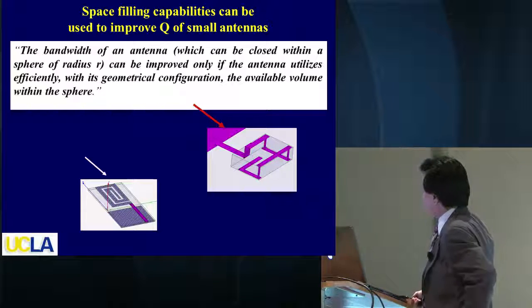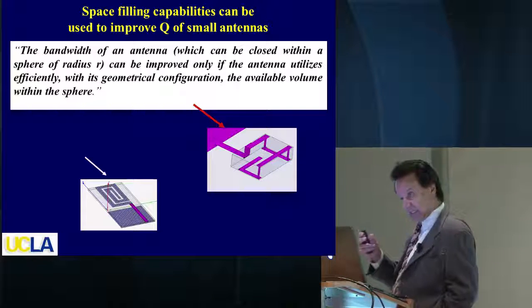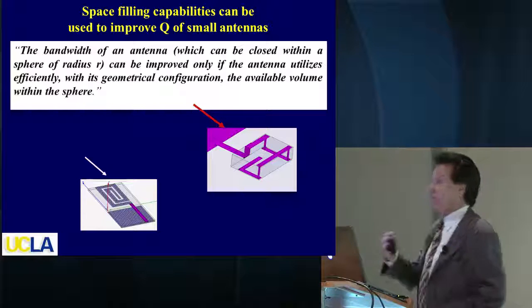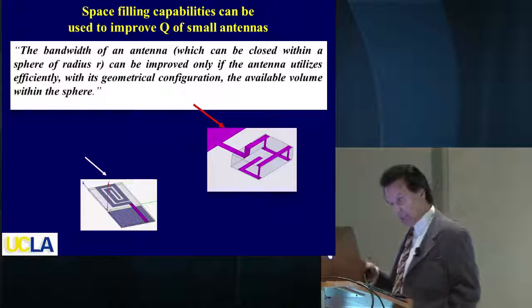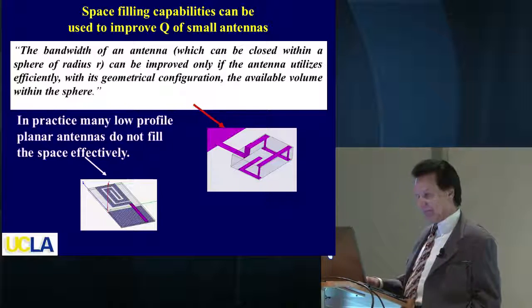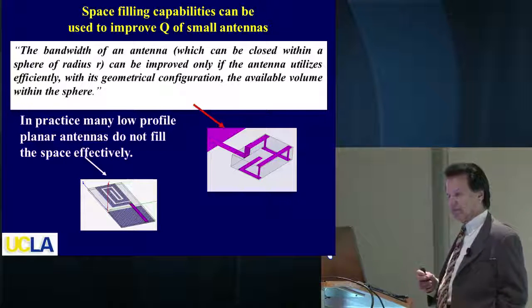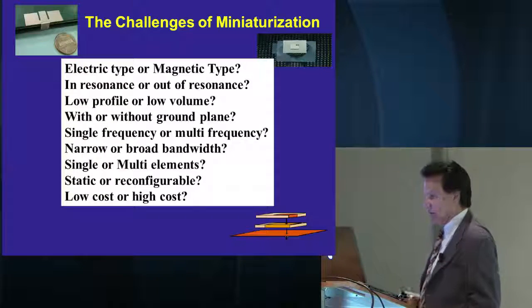So that's why a lot of times people look at more volumetric antennas if the space is limited, in order to fill up the space. And when you fill up the space, you can improve the bandwidth. These are some of the guidelines that people look at, as we'll see in some examples shortly. In practice, many low-profile planar antennas do not fill the space effectively, and so they don't work well.